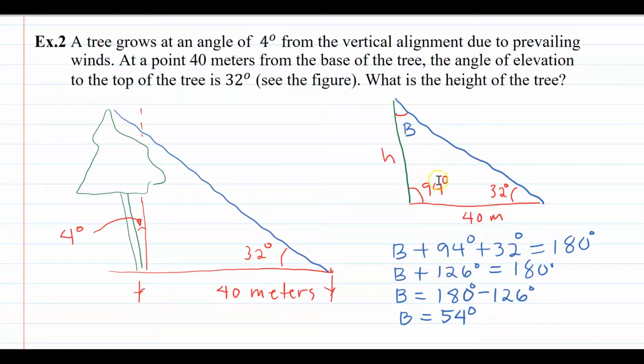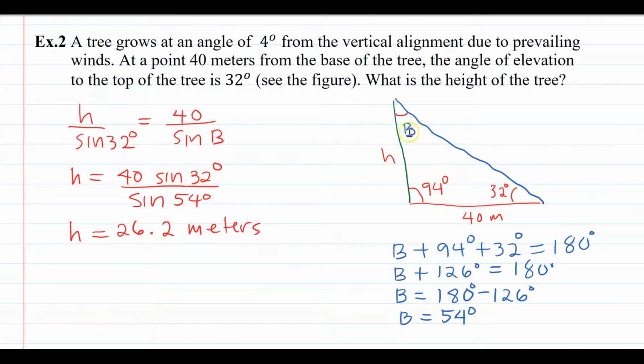So angle B plus 94 degrees plus 32 degrees is equal to 180 degrees. 94 plus 32 is 126 degrees, and subtracting 126 degrees from both sides, we get B equals 54 degrees.